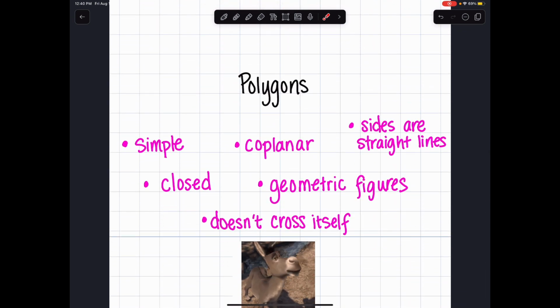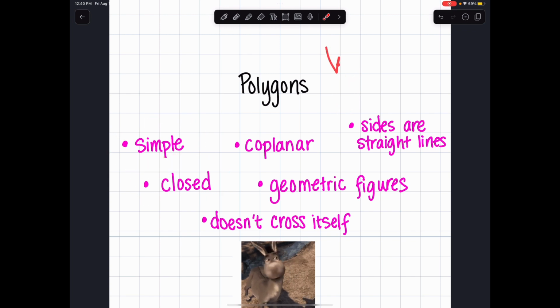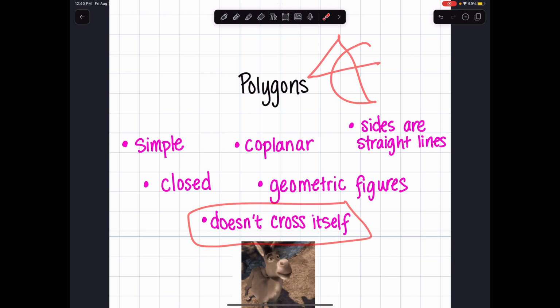The next section is polygons. Polygons have certain qualities about them. They are simple, they are closed, that means it's not an open shape like that where it doesn't match up. They are coplanar, meaning they're all on the same plane. You can draw them on a two-dimensional piece of paper. It's not a 3D thing. The sides are all straight lines, so if it's a curvy line, that's not a polygon. They're geometric figures and they don't cross themselves. So if you have something like that, that is not a polygon.